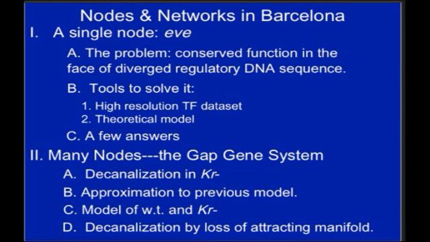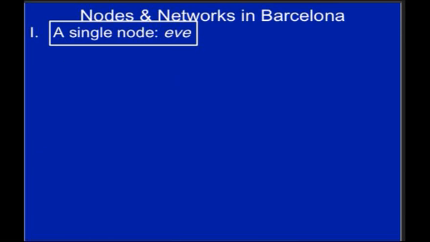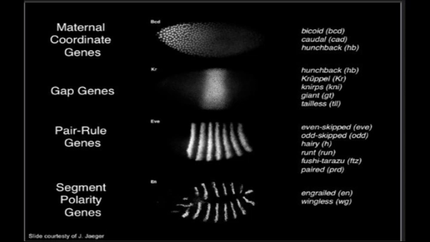And time permitting, I will go on and say some things about the whole network in terms of dynamical systems and the dynamical basis of decanalization in mutants. So let me progress first to the single node, even skipped. It's a node in the network of segmentation genes.